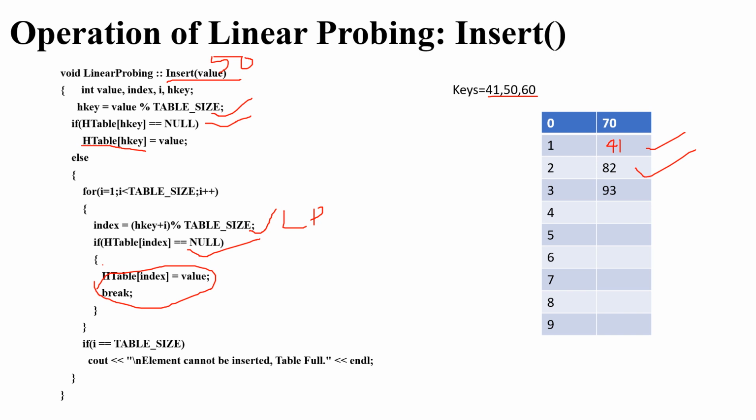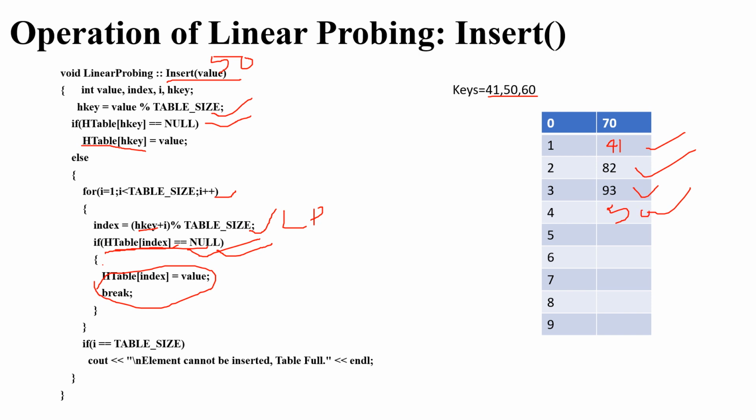So 0 plus 3 modulus table size gives index value 3. Now check whether h of k at the third index equals null. No, that is also filled, so don't execute. Now increment the i value. i becomes 4, so h of k is 0 plus 4 modulus 10, which gives the fourth index. Now check whether the fourth index equals null. Yes, the fourth index is null. So 50 is going to be stored at the fourth index.